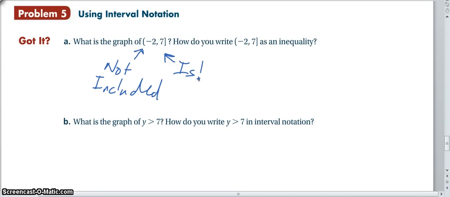So what that actually means when we write it as an inequality is x, or whatever our unknown value is, will be between negative 2 and 7, but the 7 is not included. So negative 2 is less than or equal to x, and x is less than 7. So this is the interval in which my point can lie.